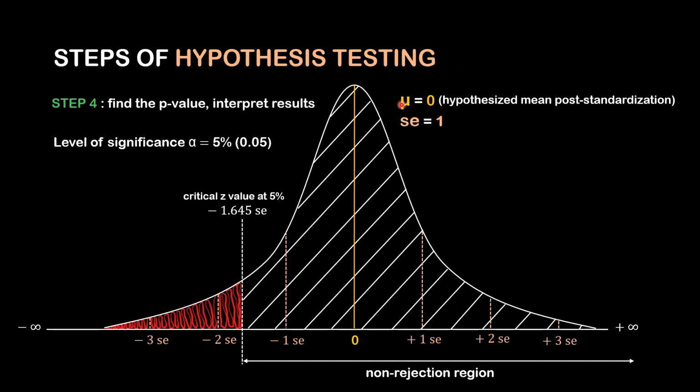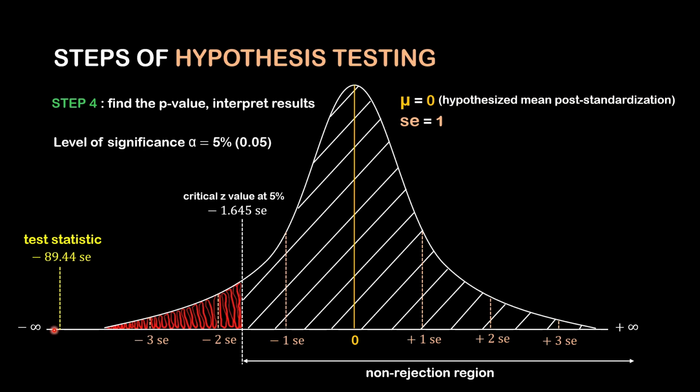In step 4, we find the p-value and we interpret results. We've just calculated the test statistic, so let's see where it falls in the distribution. It falls very far from the center of the distribution, from the hypothesized mean. Our sample mean is almost 90 standard errors away from the hypothesized mean. And the p-value, which is the probability of observing a test statistic as extreme or more extreme than the one observed, in this case the probability of observing a test statistic that is as small or smaller than a negative 89.44 standard errors, is very, very close to 0.